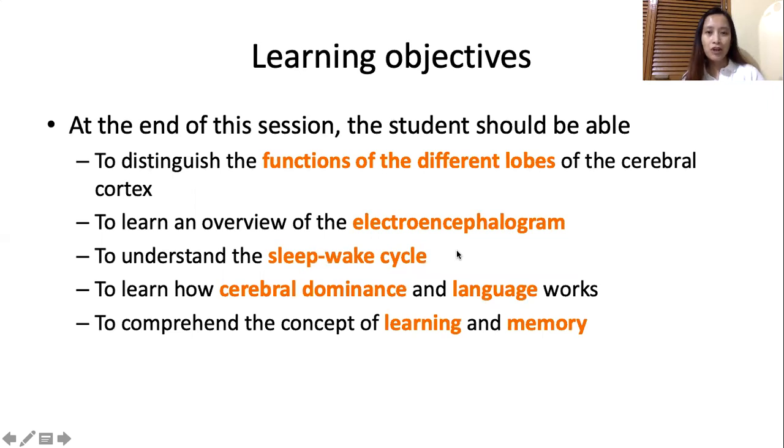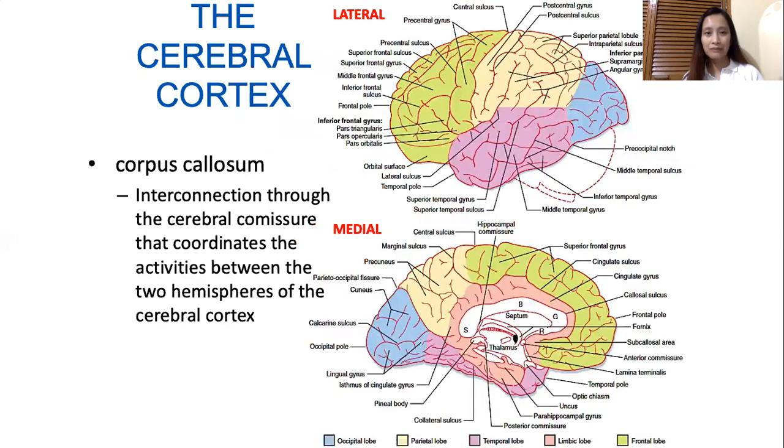So for this session, our learning objectives are as follows. At the end of this session, the student should be able to, number one, distinguish the function of the different lobes of the cerebral cortex. I'm sure this has been discussed with you in neuroanatomy, so this will just be a very short review. Next, we're going to learn an overview of the electroencephalogram. Next, I hope you will be able to understand the sleep-wake cycle, to learn how cerebral dominance and language work, and to comprehend the concept of learning and memory.